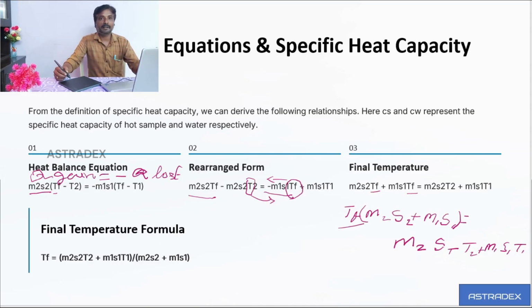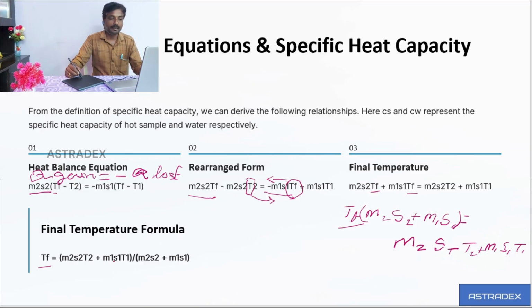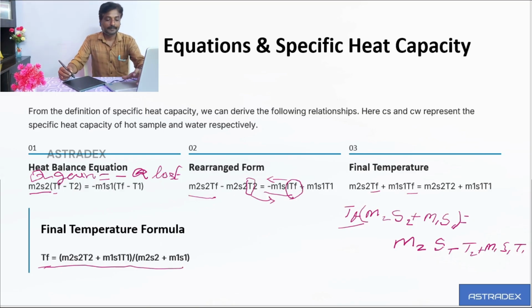So keeping Tf on one side, another term goes to the other side, which means we rearrange the equation as given here. Tf is equal to (M2 S2 T2 plus M1 S1 T1) whole divided by (M2 S2 plus M1 S1). Okay, this is the required formula for the final temperature of the calorimeter.